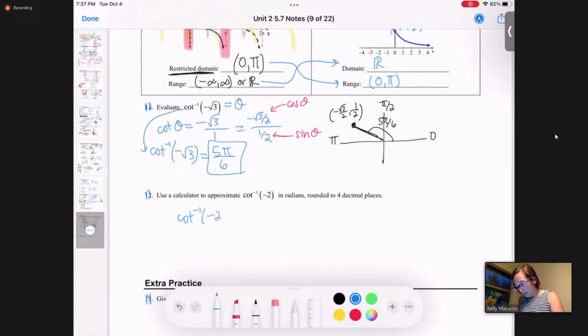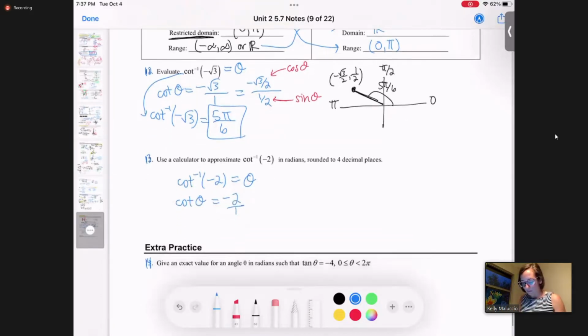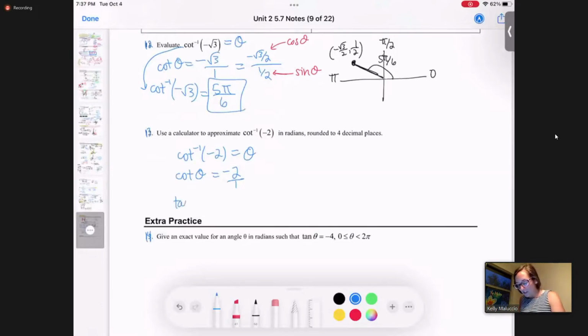So using a calculator to do this, we want to do exactly what we did before. Cotangent inverse of -2 equals theta. So I get cotangent of theta equals -2. And you could think of it like over 1, right? So then tangent of theta is -1/2. And this does exist in your calculator, right? Inverse tangent of -1/2.